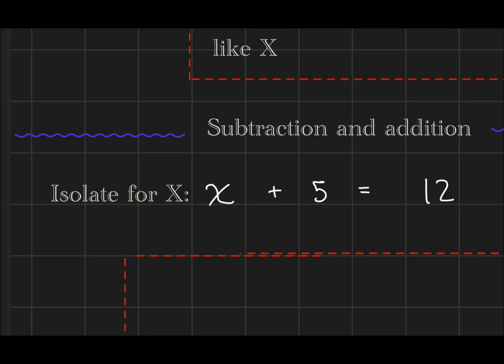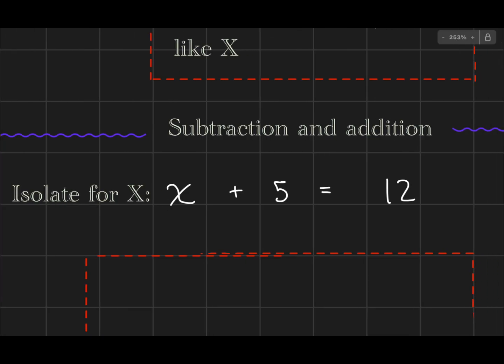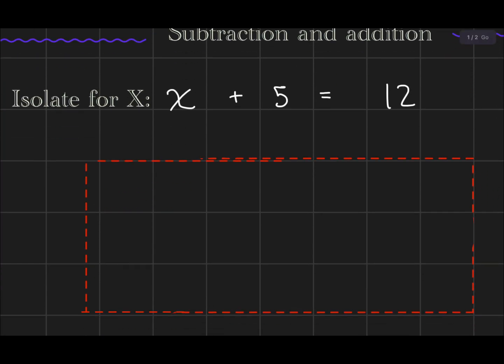Suppose we need to isolate for x, given this equation, x plus 5 equals 12. Let's first rewrite the equation in the red box. We should understand that we need to isolate for x. How do we do that? Well, we should do something here to get it to equal 0. To do that, we should minus by 5.